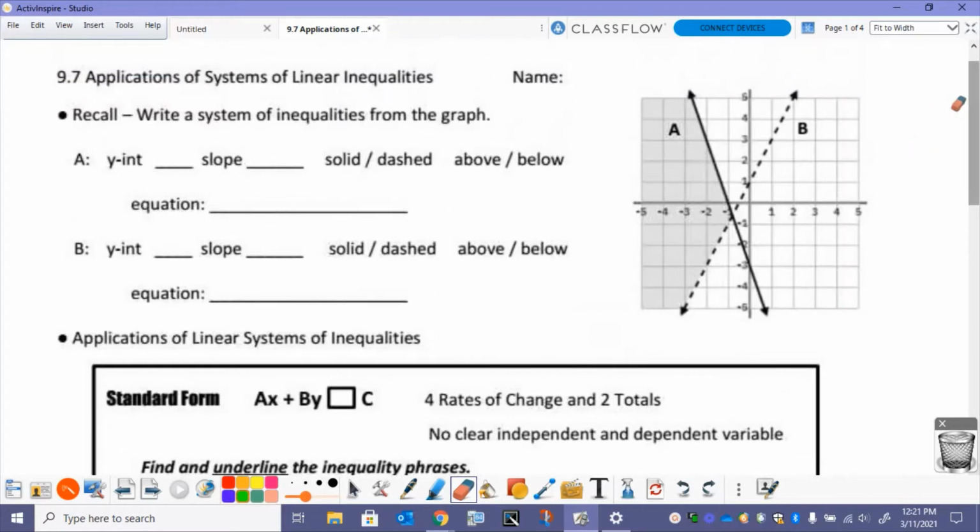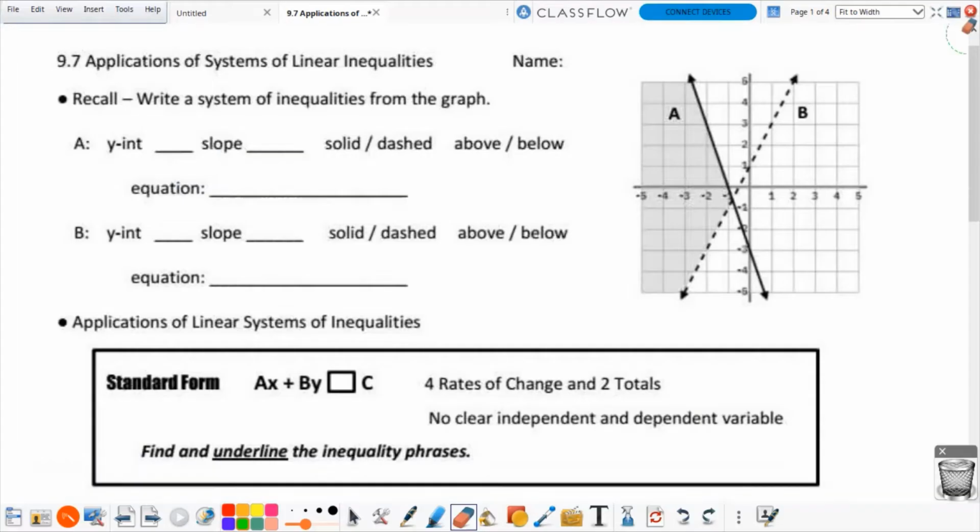Hey guys, welcome back. We are on lesson 9.7, and today's lesson is on applications of systems of linear inequalities. So we've already learned about inequalities, so let's remind ourselves of what we've already learned. The first part says to write a system of inequalities from the graph, okay?